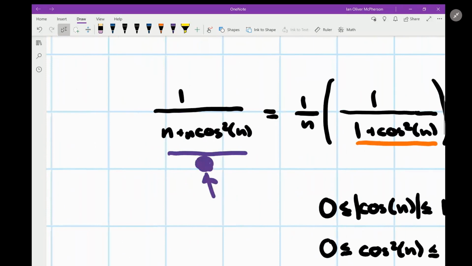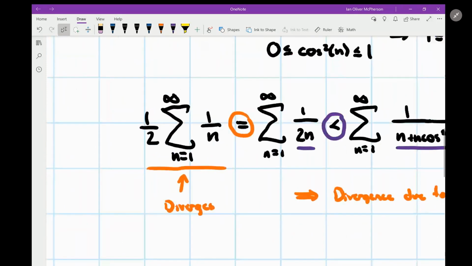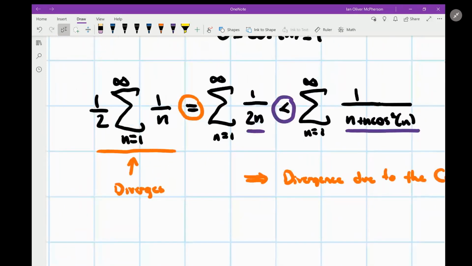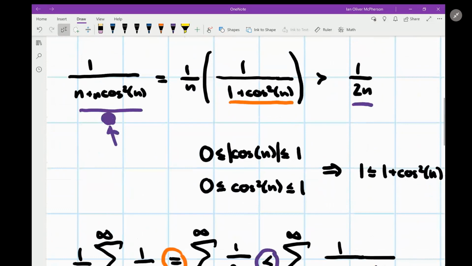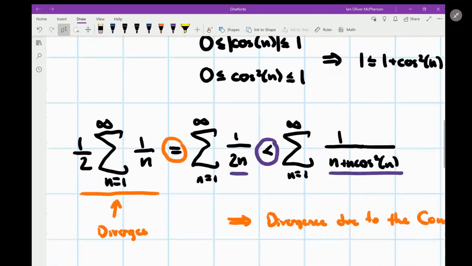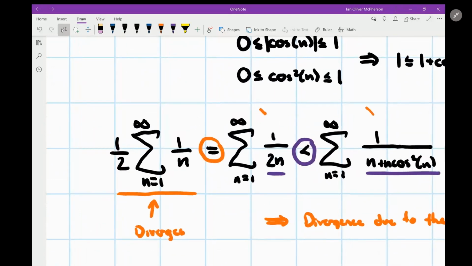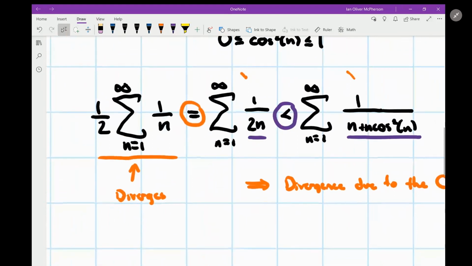Thus, we have the following argument. This inequality in purple is given by our argument up here. So we know that this series is less than this one if you just look at the terms. And we know we can just pull out a half from each term, and thus we have this series on the left.